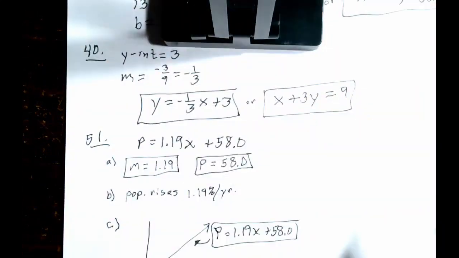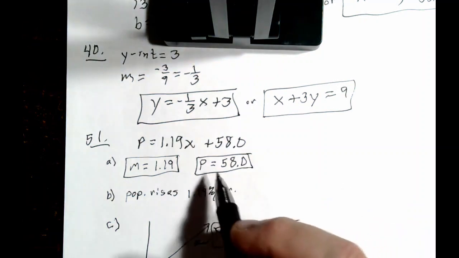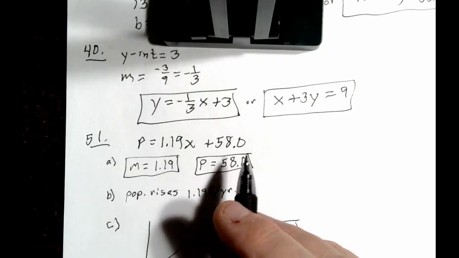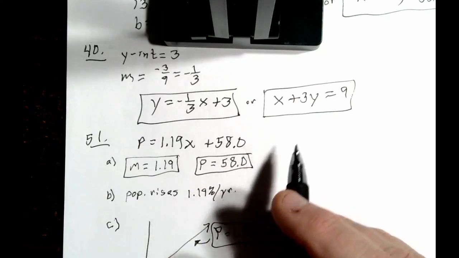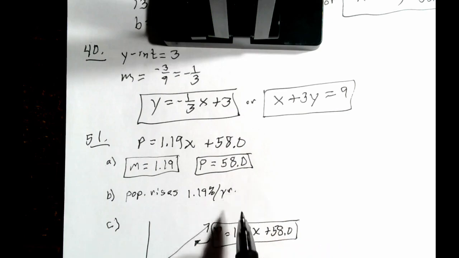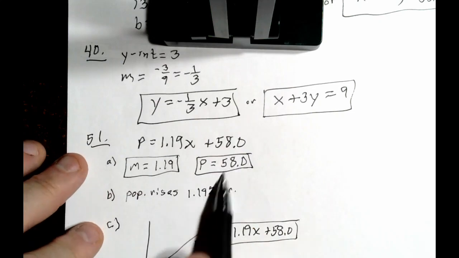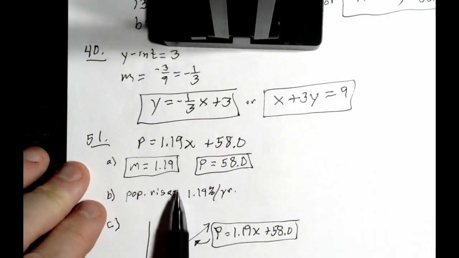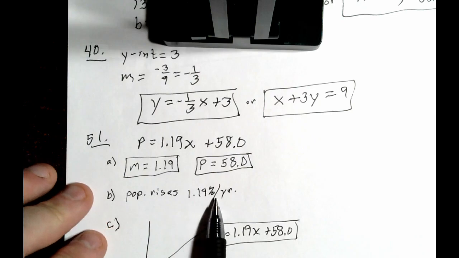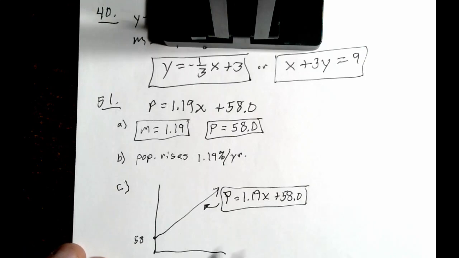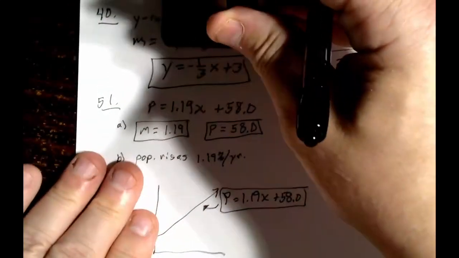Now 51, they give you p equals 1.19x plus 58, and they say find the slope and the p-intercept. Well, the slope is simply the number in front of x. The intercept is that second number. Now they say, what does that slope mean? Well, it means 1.19% increase per year. Then they ask you to graph it, and you can graph 0, 58, and it shoots up at 1.19 units per year.